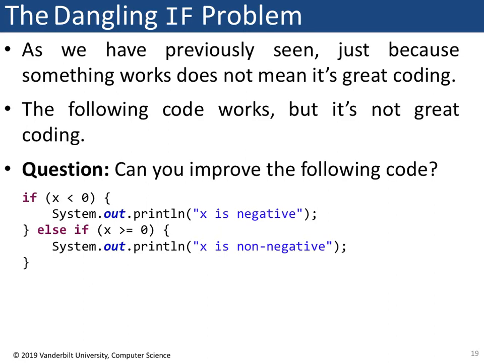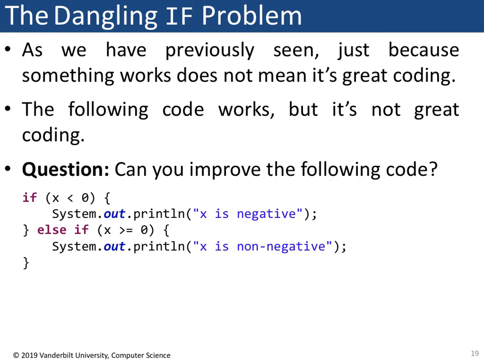So we have a situation here where we want to print out x is negative if the number stored in x is negative. Otherwise, if the number stored in x is greater than or equal to 0, we want to print out x is non-negative. And we have code here that achieves this functionality. But can you think of any ways that we can improve this code?